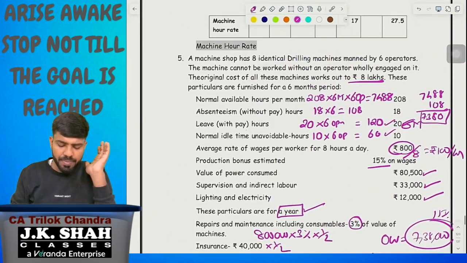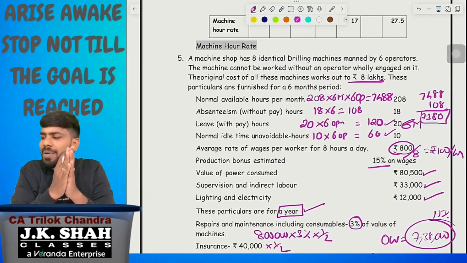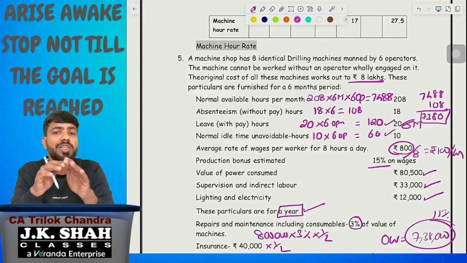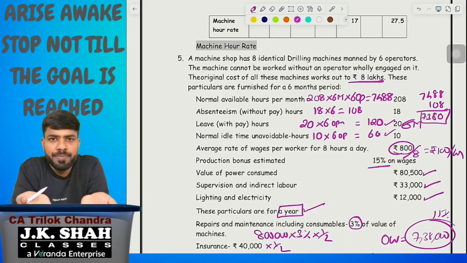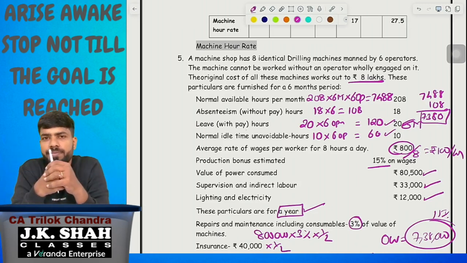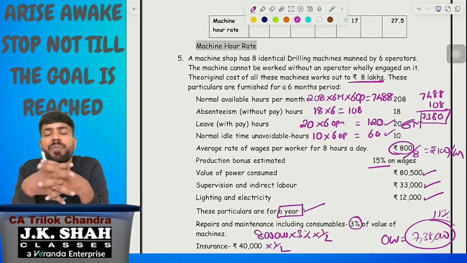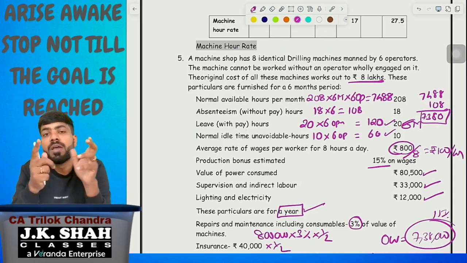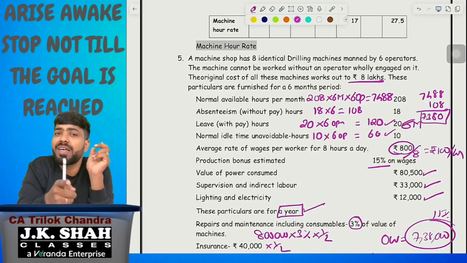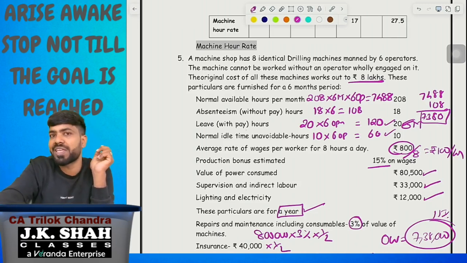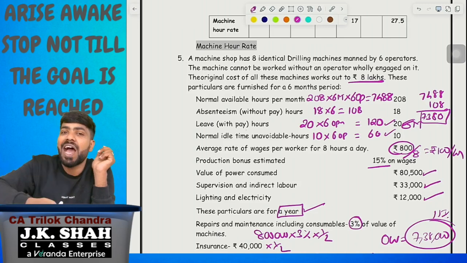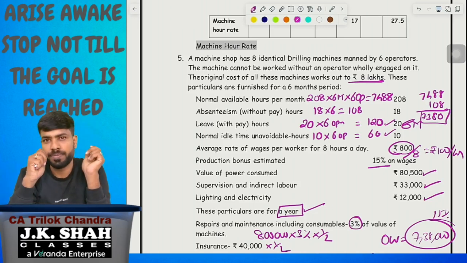Look at the question. Do they mention the machine hours anywhere? Had they given the machine hours? They didn't give the machine hours, but they made one point. What is the point? Without the operator wholly engaged on the machine, they cannot operate the machine. What does it mean? Operator working means the machine is also working. Operator working hours is equal to machine hours.